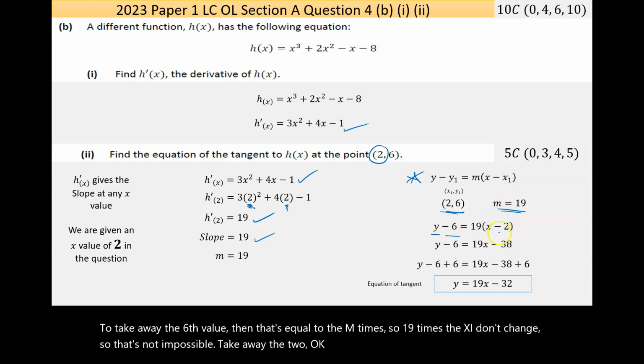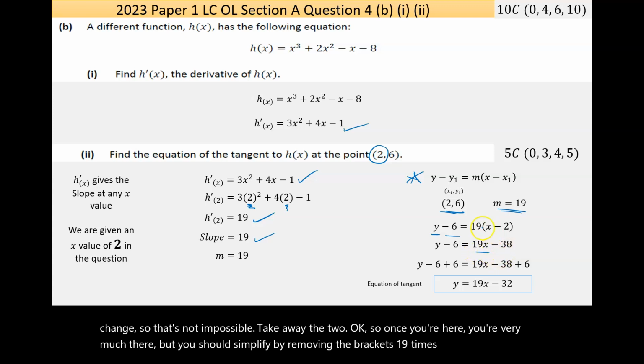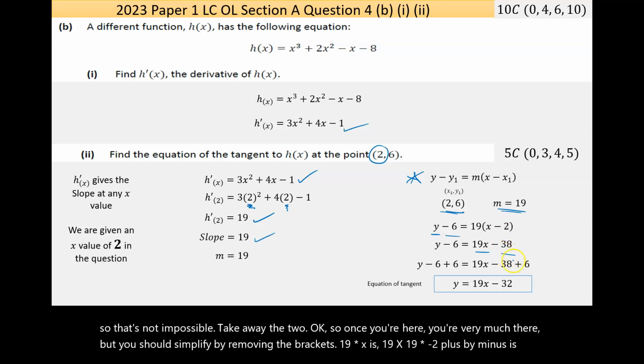So once you're here, you're fairly much there, but you should simplify by removing the brackets. 19 times x is 19x. 19 times negative 2, plus by minus is minus. 19 times 2 is 38.